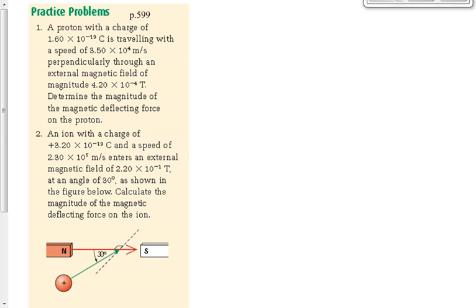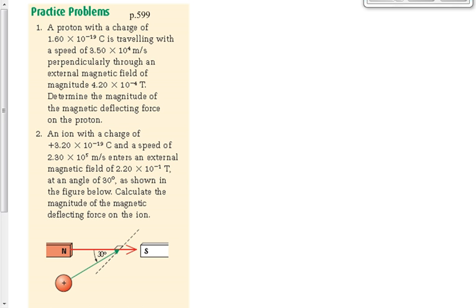All right, you had one other question. It was technically homework, I guess, but you all had a chance to finish that up in class yesterday. Any issues with question number 1 on page 599? Somebody asked me yesterday, I can't remember if it was this class, how do you find the direction in question number 1?